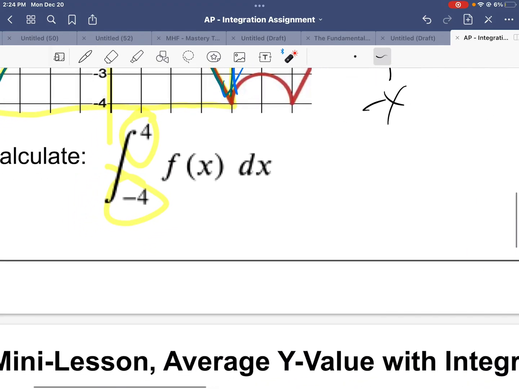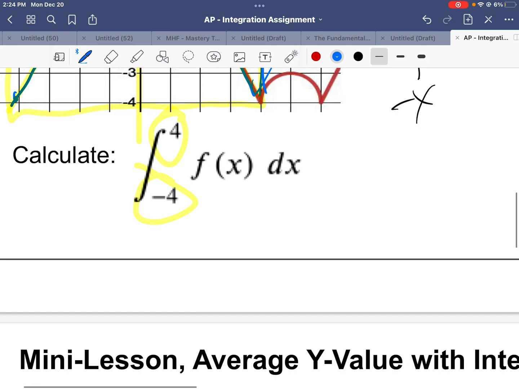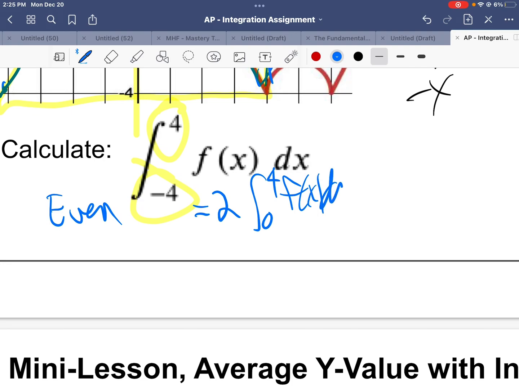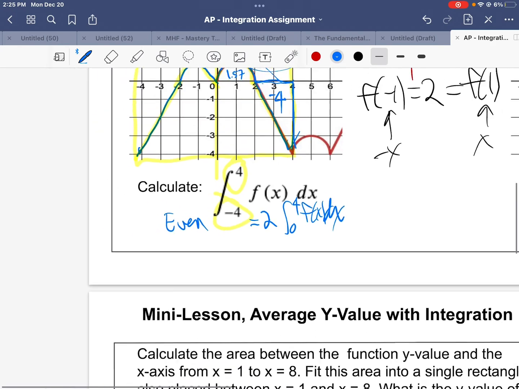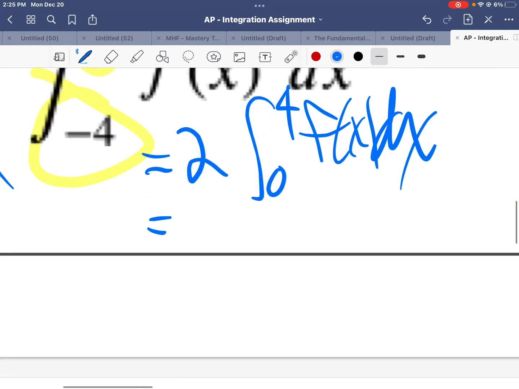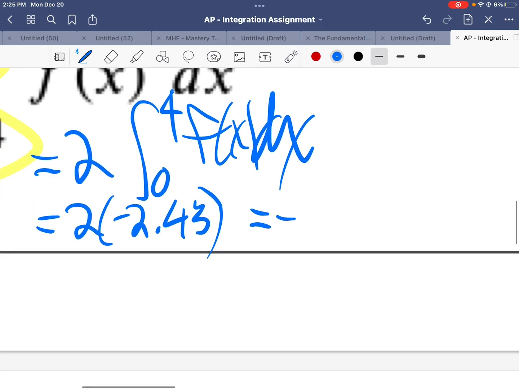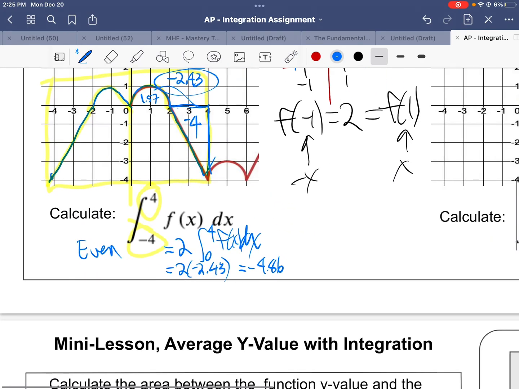So all I have to do is use some thinking and go, oh, okay. For an even function, it's just going to be 2 times the integral from 0 to 4 of f of x dx. So just do your area on the right side and then double it. Okay, and we knew our area is negative 2.43, so it's 2 times negative 2.43, which is going to equal negative 4.86 approximately. Okay, so again, that's what an even function looks like.